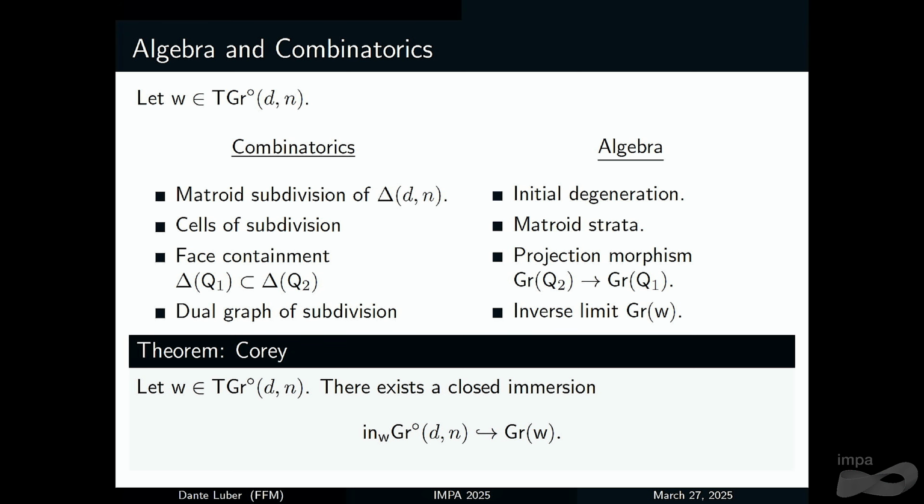What Dan showed a while ago is that if you have a point in the tropical Grassmannian, there's an immersion of the initial degeneration induced by that point into the inverse limit that we get from the matroid subdivision. So in some cases, you can actually use the properties of this matroid subdivision to study your initial degeneration.